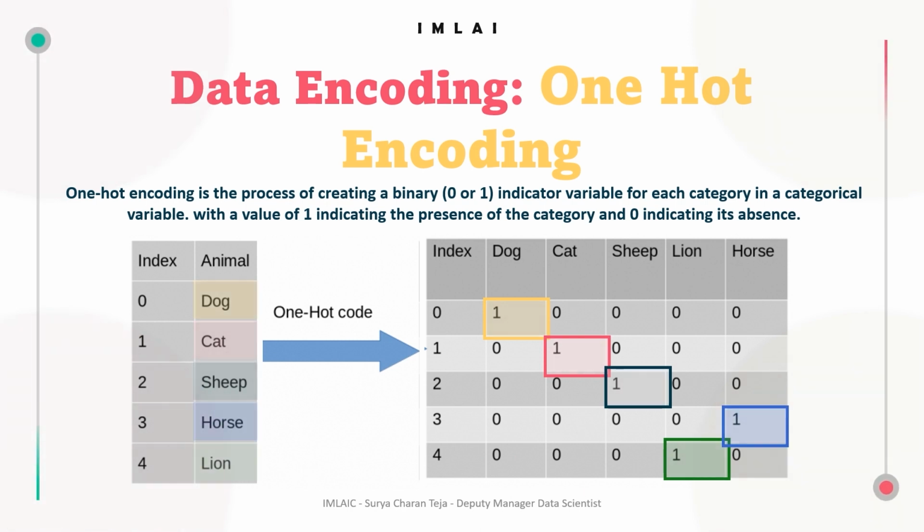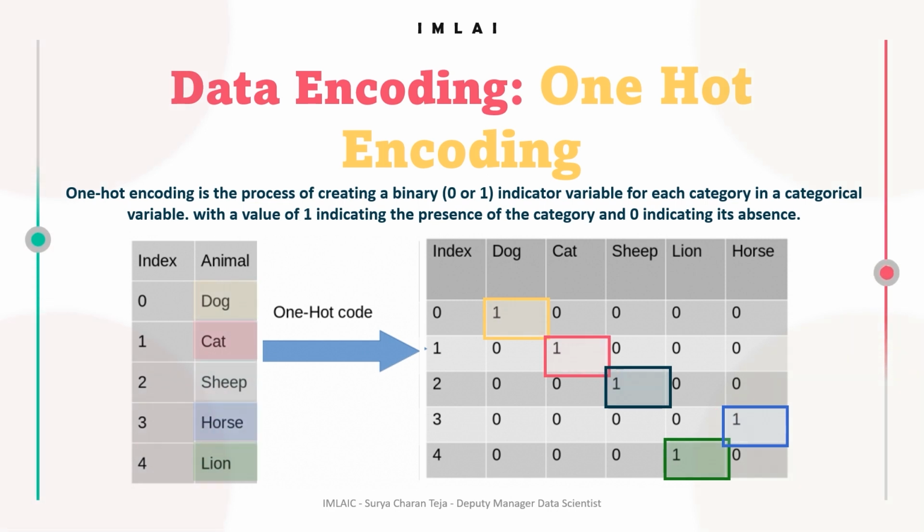Now, how the computer understands this: when dog is present, it will take the binary code 10000. That's how it processes it. When cat is there, then in that row the value it will consider is 01000. For sheep, 00100. These are all binary codes.